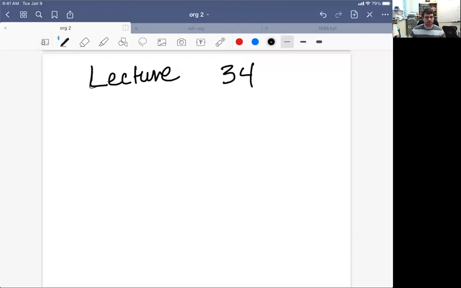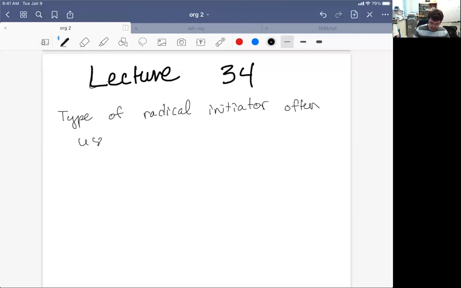So in this lecture, I want to continue our discussion of radical reactions of alkenes. And I want to start by talking about the type of peroxide initiator we usually use. That is a type of radical initiator often used. And it's typically a dibenzoyl peroxide. So here's the structure. We have our peroxide being flanked by two carbonyls and some benzene groups.